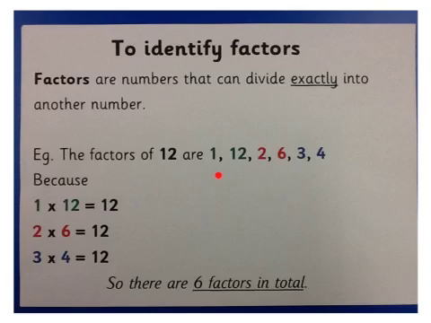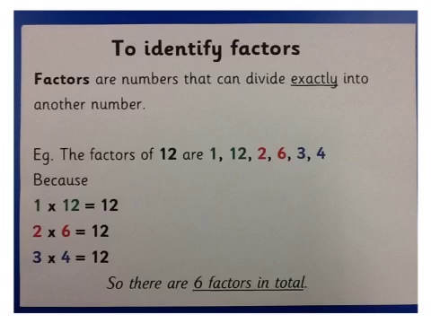I'd always start with the number 1 and say, right, 1 times what equals 12? It's always its own number. So 1 and 12. 2 times what equals 12? 2 times 6. And then 3 times what? With certain numbers, they won't be able to do 3 times or 2 times, but here you can. It's 3 times 4 equals 12.